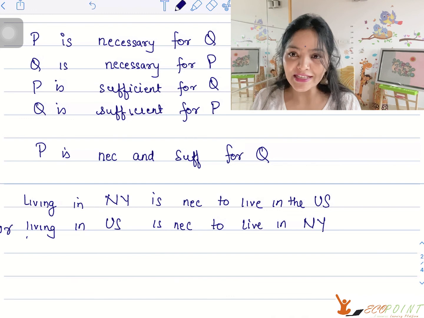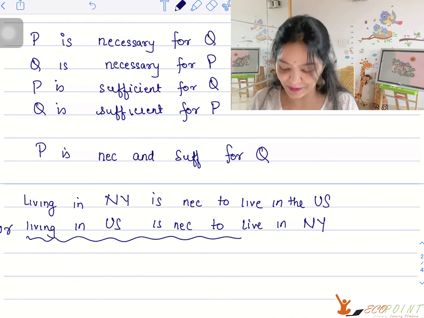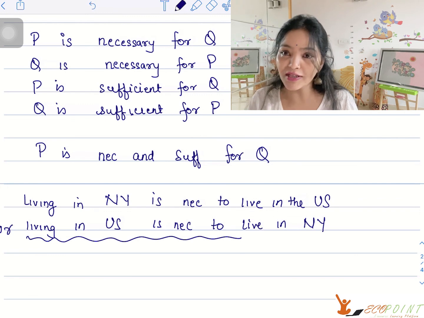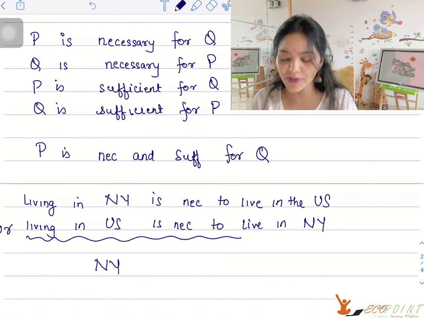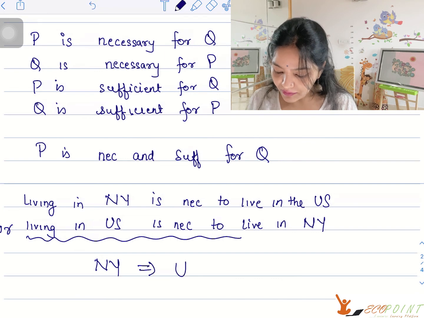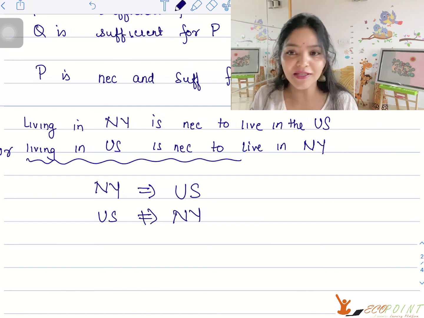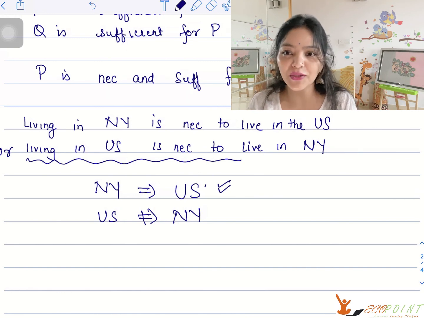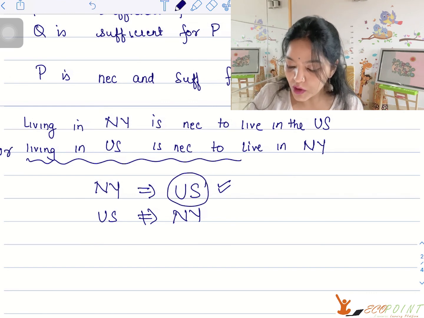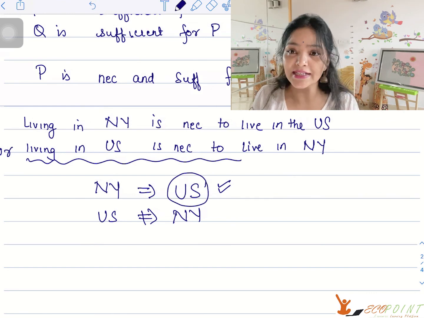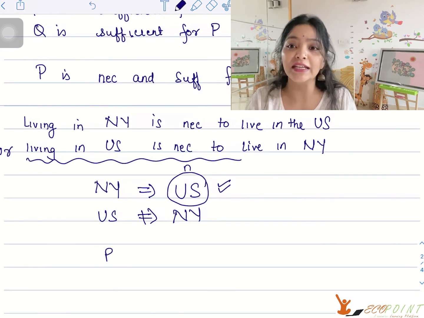So which basically means this is what is necessary. You need to understand what is the necessary part of an implication and what is the sufficient part of an implication. If I now rewrite it in terms of an implication, what implies what? If I'm living in New York, that automatically implies I'm living in the US. But if I'm living in the US, that does not imply, from any logical sense, that I must be living in New York, right? So living in the US is necessary for me to live in New York.